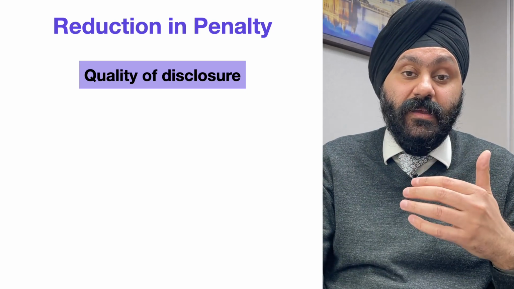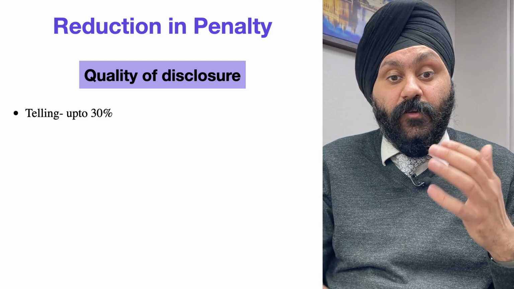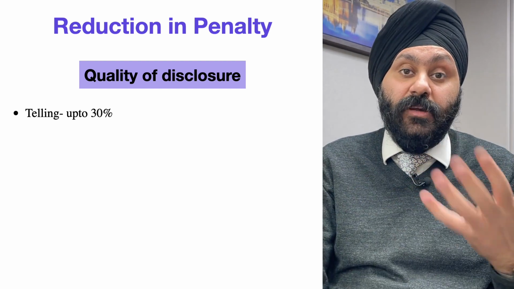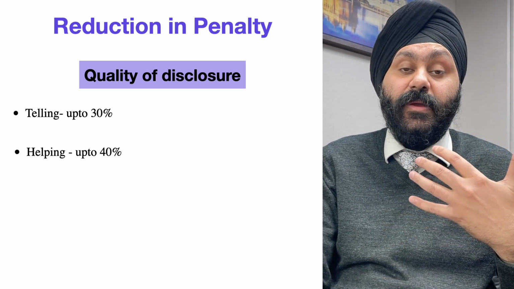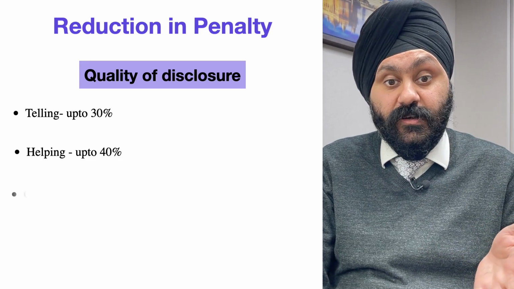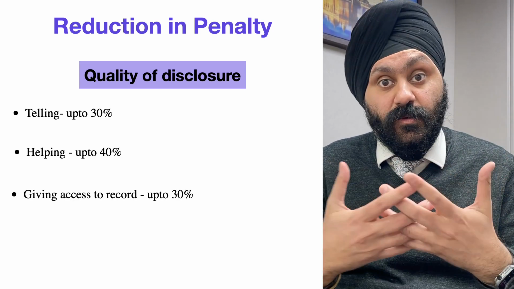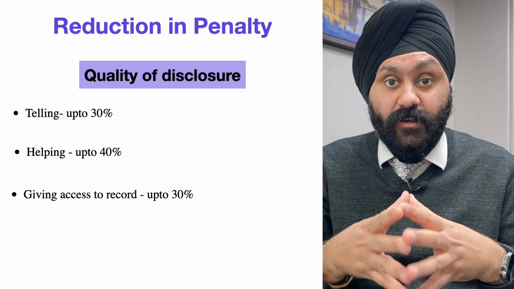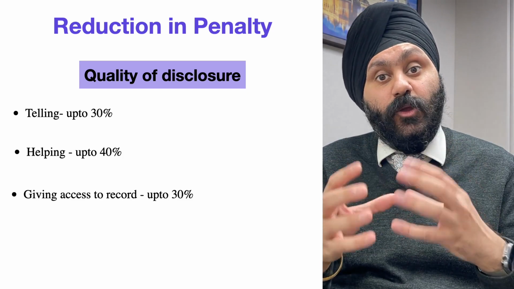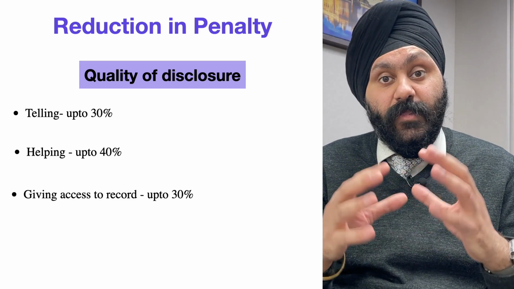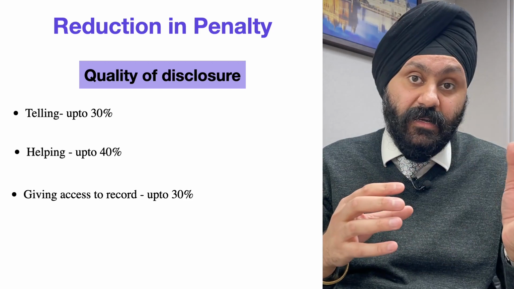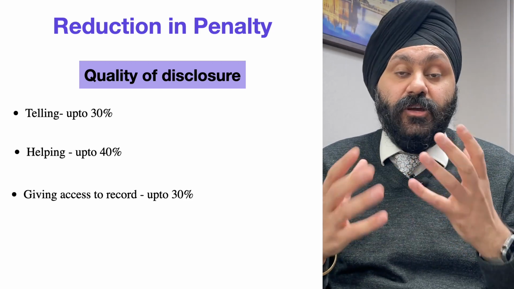And broadly speaking, if you are telling them upfront, if you're telling them everything honestly, then you get up to 30% reduction in penalty. If you're helping them with the case, if you're responding promptly, then you get 40% reduction. And if you're giving access to all the records they have requested, then they will give a reduction of up to 30%. But again, there is a complex formula to calculate the reduction in penalty. It's not that straightforward, but up to these percentages are used in combination with other penalty structures to compute how much reduction you will get.